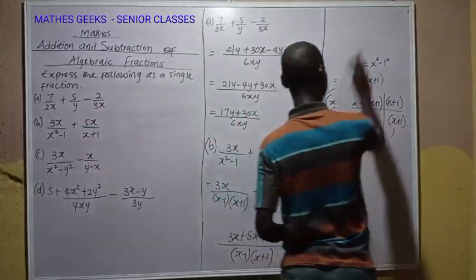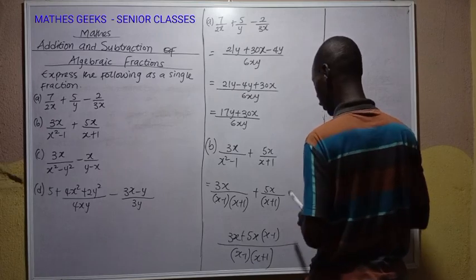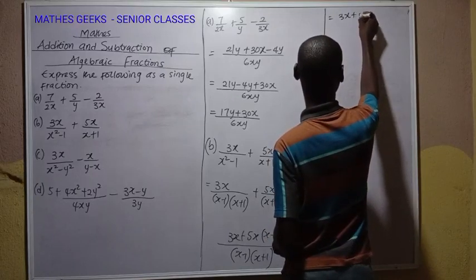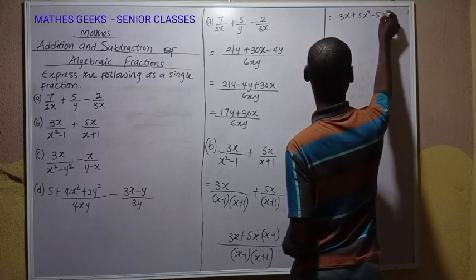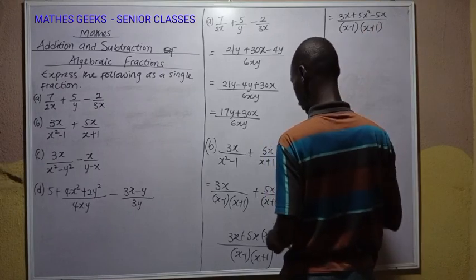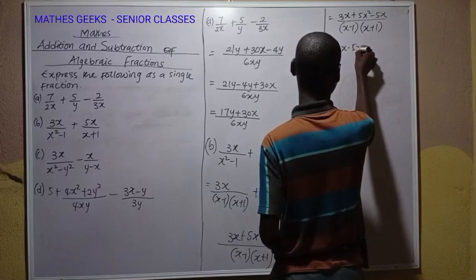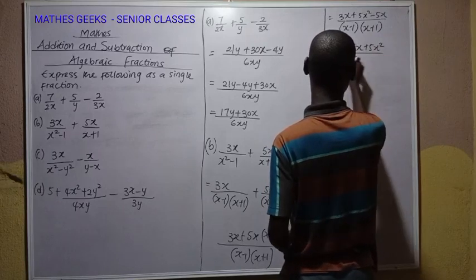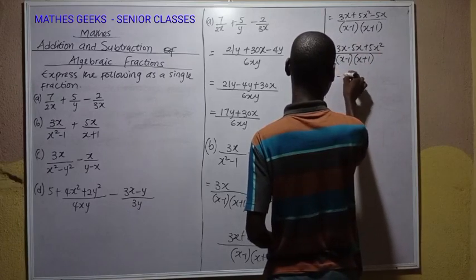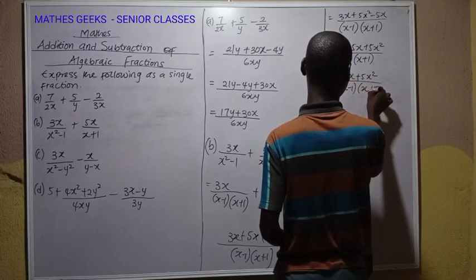So let's come to the side. This is equal to 3x plus 5x squared minus 5x over x minus 1 and x plus 1. 3x and 5x are like terms, so we collect them: 3x minus 5x plus 5x squared over x minus 1 and x plus 1. 3x minus 5x will give us minus 2x plus 5x squared over x minus 1 and x plus 1.